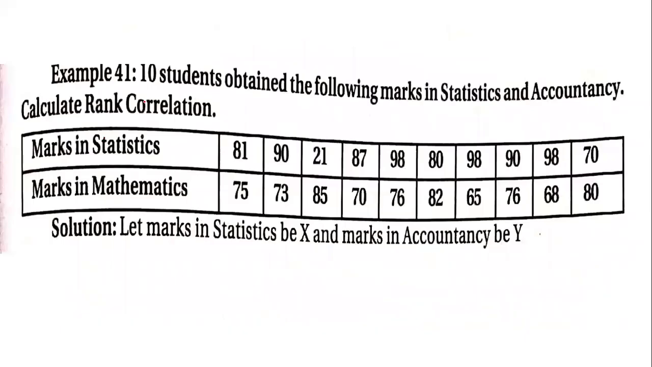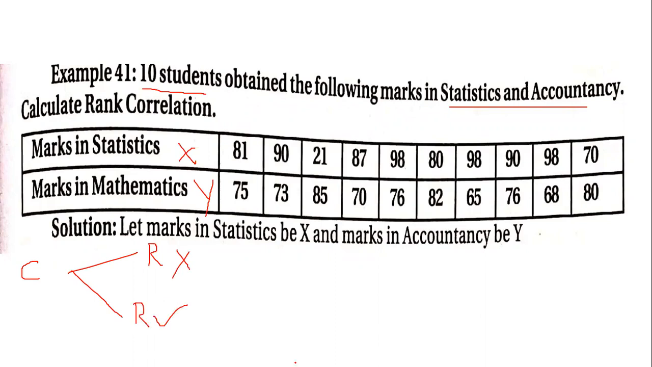Okay, starting with this question. 10 students obtain the following marks in statistics and accountancy. Calculate rank correlation. Now, you have marks in statistics, let us take this as X, and marks in mathematics, let us take this as Y. So here, this variety simply says when the ranks are tied. Under this variety C, you will have two types of problems: one where ranks are not given, one where ranks are given.